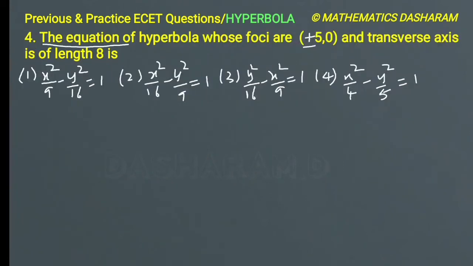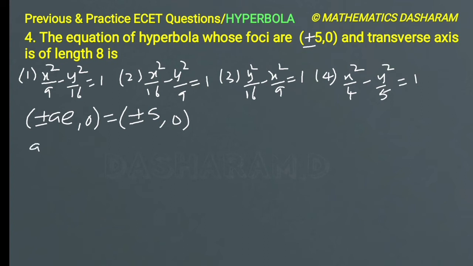Fourth question, the equation of a hyperbola whose foci are plus or minus 5 comma 0 and transverse axis is of length 8 is. So actually the foci of a hyperbola is plus or minus AE comma 0, and as per the question it is plus or minus 5 comma 0, then AE equals 5. Next the transverse axis is given. The transverse axis formula is 2A, and it equals 8. Then A equals 8 divided by 2.